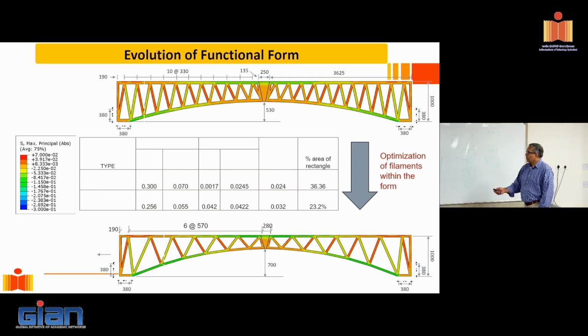So this is what we started with. Look at, these are all the filaments. This is a two-part bridge, part one, part two. This is the closure pour. These are all the printed filaments. So we basically optimize this and end up with this.